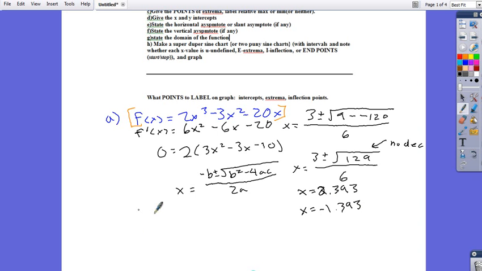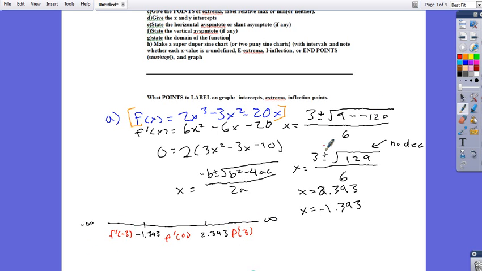Now we have to test. We'll use our sign chart. Our intervals are from negative infinity to infinity, so x is negative 1.393 and then 2.393, and we're going to test. I'm going to plug into the derivative, say negative 3, to see whether it's positive or negative, and then I'll plug in 0, and then I'll plug in 3 into the derivative, y'all.